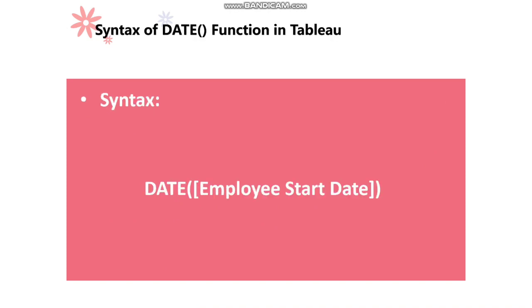So let's see the syntax of date function. Whatever column we have, if we use the date function and pass the string column within the date function, we'll be able to convert that particular column to date. So that's what the syntax is. Date of employee start date. Employee start date is nothing but the column. Let me open Tableau Desktop and show you how date function works.